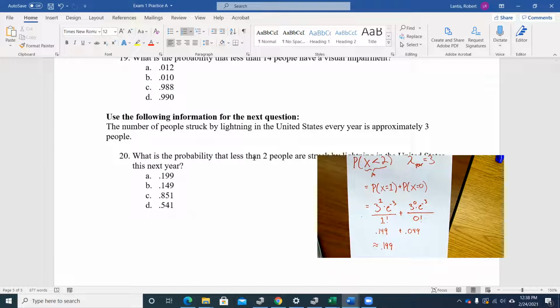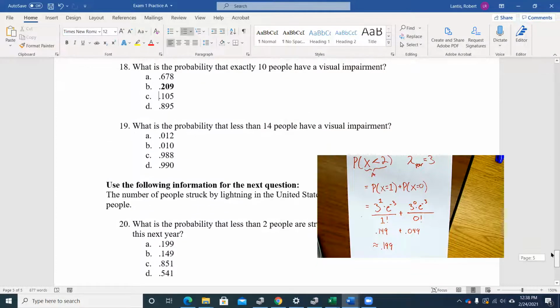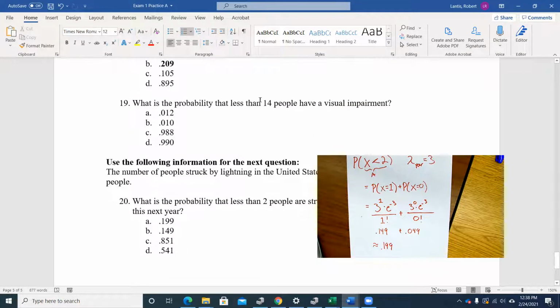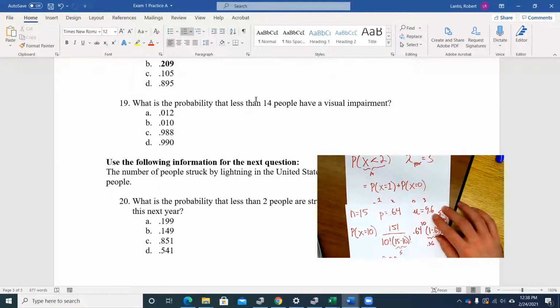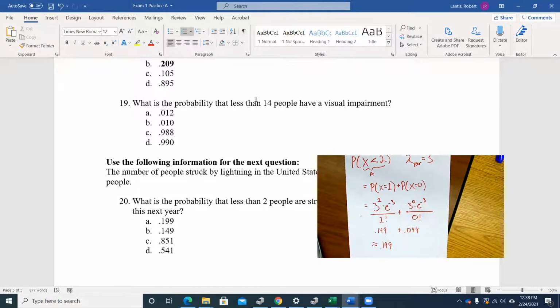So one thing, if there's no questions on that Poisson one. One thing I forgot to mention on the previous binomial, but it would apply to Poisson distribution examples as well: sometimes don't get too lost in the formulas. If we go back to that previous one where we wanted the probability that less than 14 people had a visual impairment, on average we see 9.6, so the values of 9 and 10 are very likely.